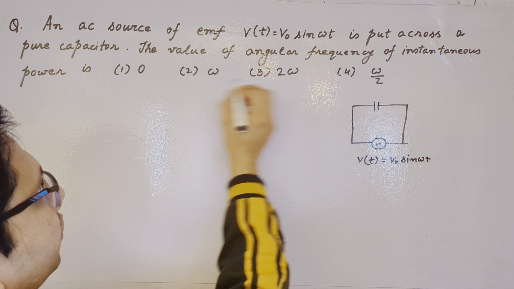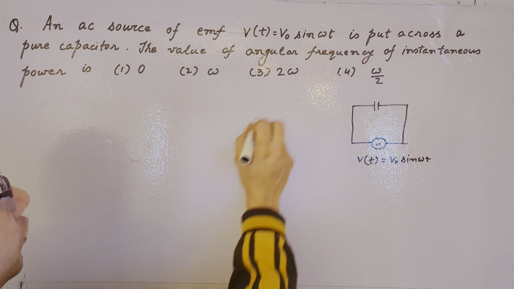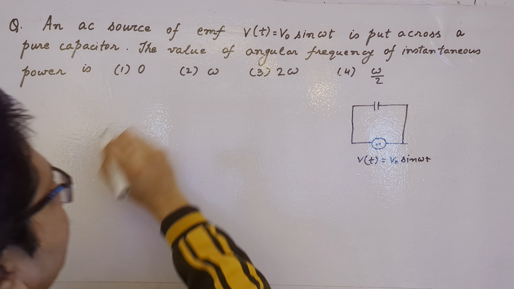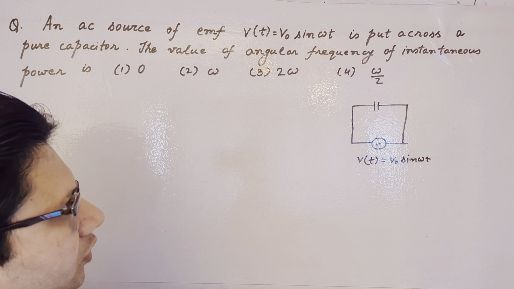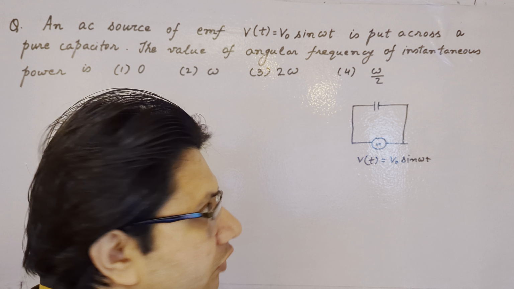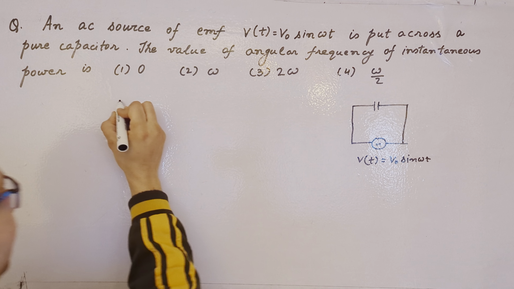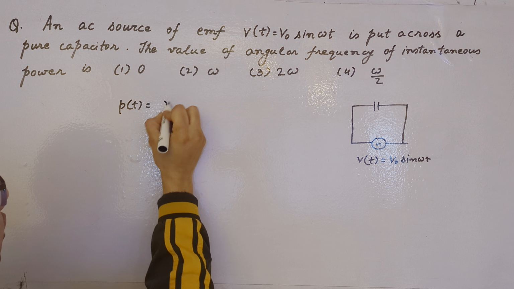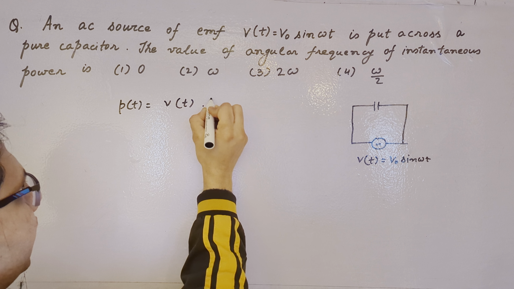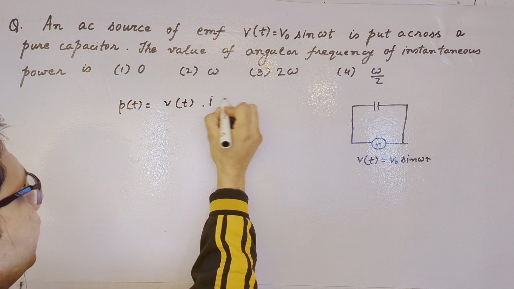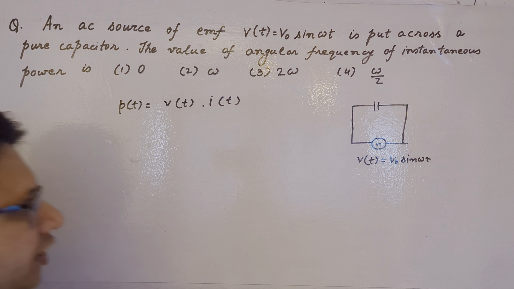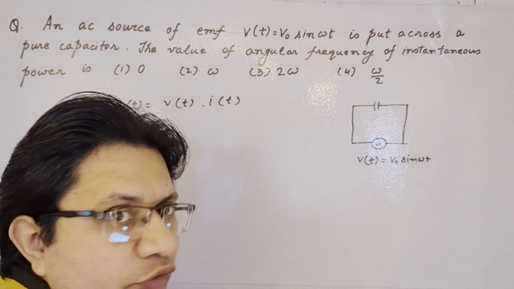And we have to find the angular frequency of the instantaneous power. So we have to calculate the instantaneous power first. Power is basically the product of voltage and current, particularly the instantaneous value of the voltage as well as the instantaneous value of current.